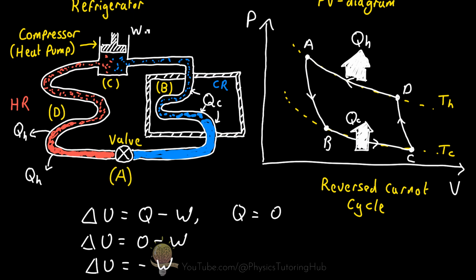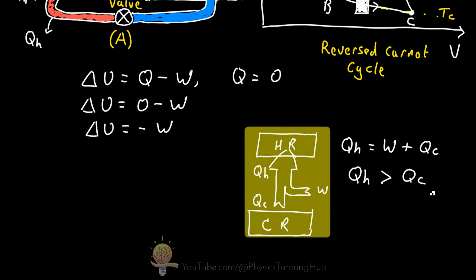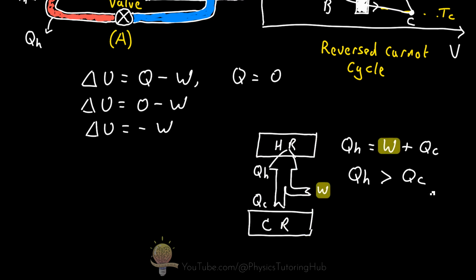Because we have to add work to the refrigerant, the amount of heat entering the kitchen, or hot reservoir, is always going to be greater than the amount of heat removed from the cold reservoir. This is why leaving the fridge door open will not cool down the kitchen. So if we go back to our schematic here, we can see that we need to add work to the refrigerant to ensure that heat can flow from the cold reservoir to the hot reservoir. Otherwise, the refrigerant will not be hot enough to expel heat into the hot reservoir. It needs to be hotter than the hot reservoir.